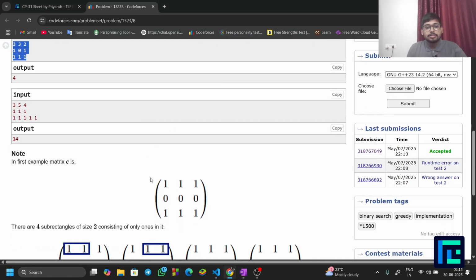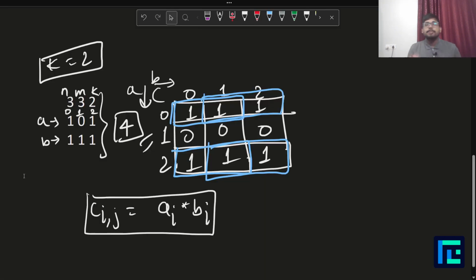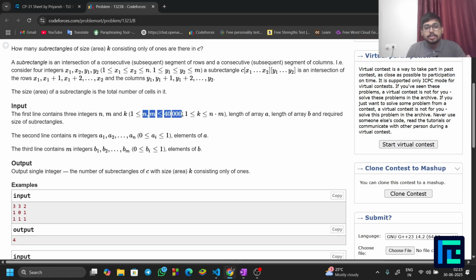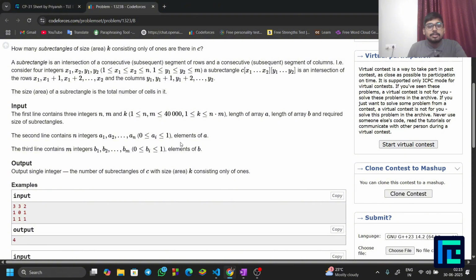So this was the matrix that we had and our answer was 4. I hope the problem is now clear. So how do we solve this problem optimally? First, let's look at the constraints of the problem before moving on to the solutions. You should always look at the constraints to understand what complexity is okay for us.